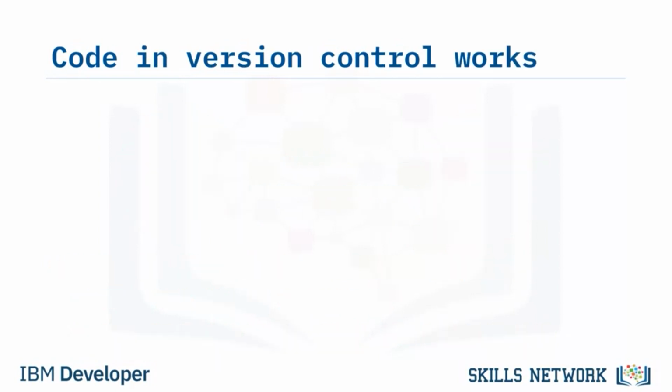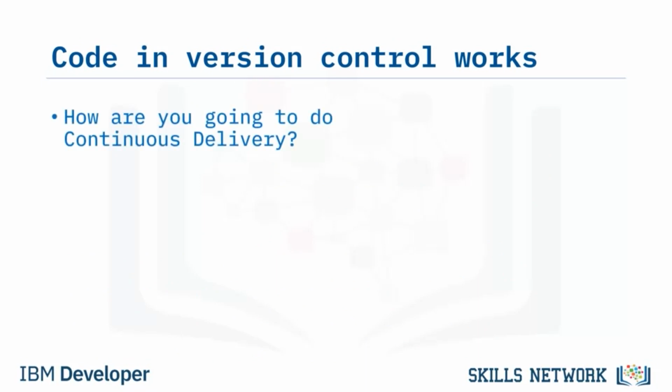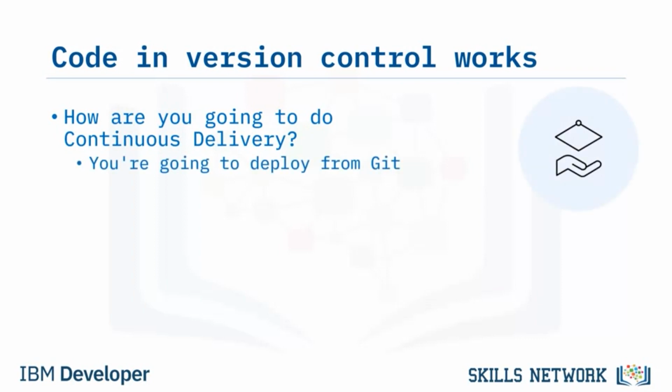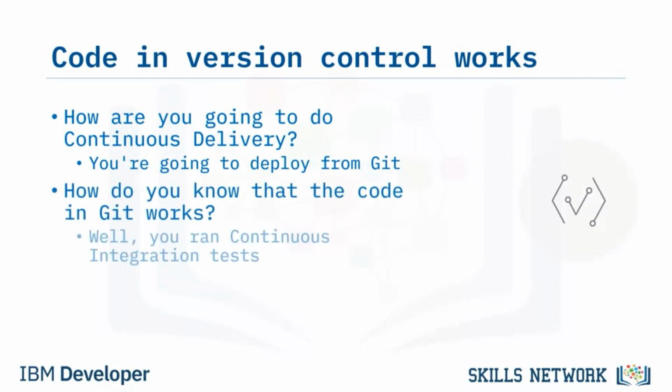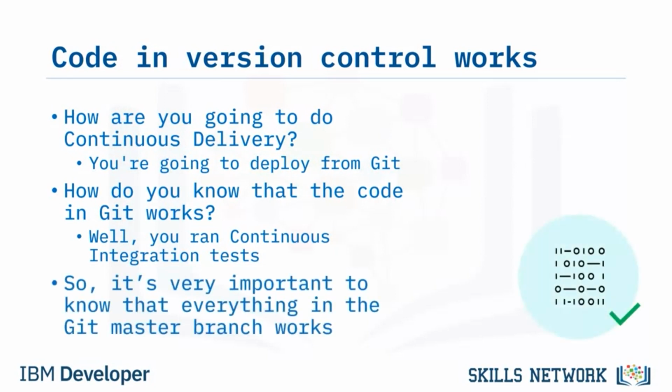You also know the code and version control works, because how are you going to do continuous delivery? Think about this for a moment. You're going to deploy from Git or some other source code management system where you keep your code. How do you know that the code in Git works? The answer should be, well, you ran your continuous integration test and they all passed. Unless you test every change, you could be deploying broken code to production. So it's very important to know that yes, everything that's in the master or main branch in Git works.